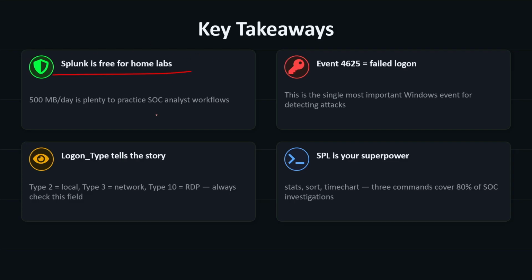Splunk is free for home labs, like 500 MB per day. It's plenty to practice SOC analyst workflows. Event 4625 is failed logon, and this is the single most important Windows event for detecting attacks. And the logon type tells the story. If it is 2, it's local. If it is 3, it's network related. If it is 10, it's RDP. Always check this field. This is something important that you should definitely take a look at. Other than that, we have SPL. This is your superpower. We have to know the Splunk Processing Language for stats and timechart. These 3 commands cover 80% of SOC investigations, guys.